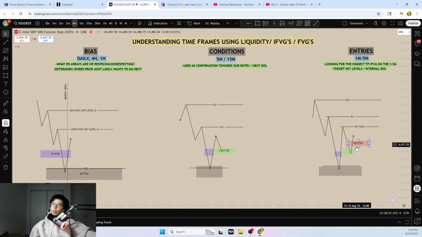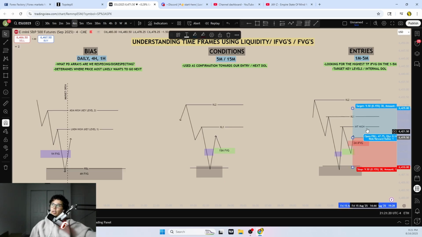Okay, so what do we end up getting? We get a 2 minute inversion fair value gap after tapping into a 15 minute bullish, after disrespecting an hourly bearish and respecting high time frame bullish PD arrays, right? So then we get further confirmation that, okay, price does want to go higher. What can we do after we get our 2 minute inversion?